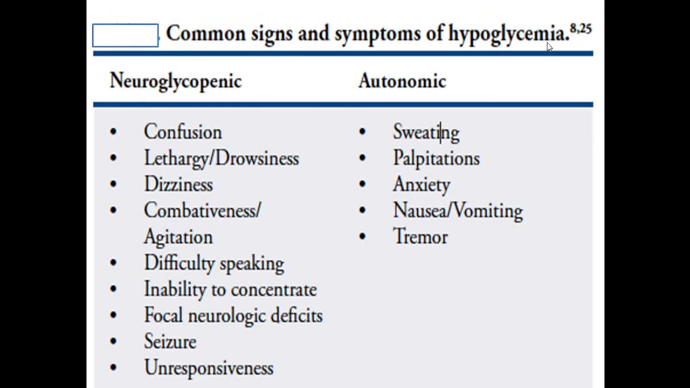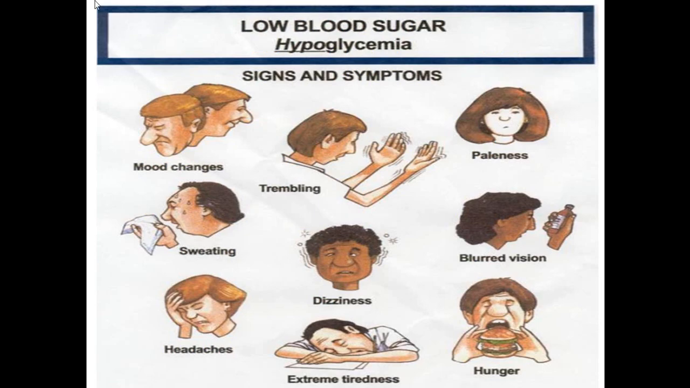What are the signs and symptoms of hypoglycemia? We said the patient may have hypoglycemia. We have to inform and assure that the patient or the parent knows the signs of hypoglycemia before discharge home. So there is confusion, lethargy, drowsiness, dizziness, agitation, difficulty speaking, inability to concentrate, focal neurological deficit, seizure, unresponsiveness, sweating, palpitation, anxiety, nausea, vomiting, tremor, and here, as we said, mood swing, trembling, pallor, blurred vision, hunger, dizziness, and so on.